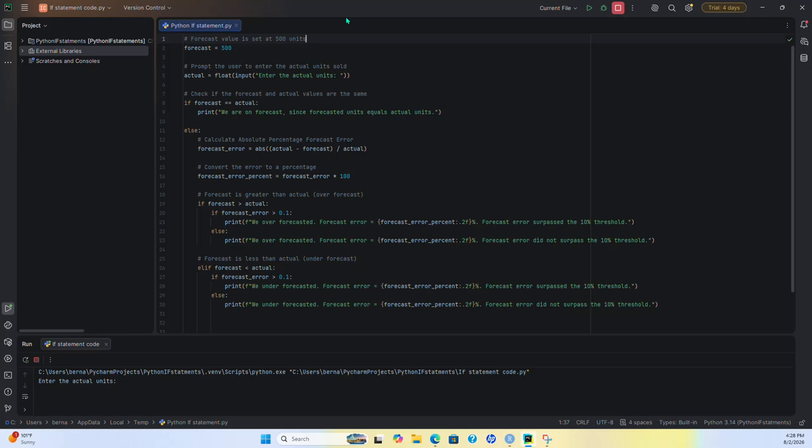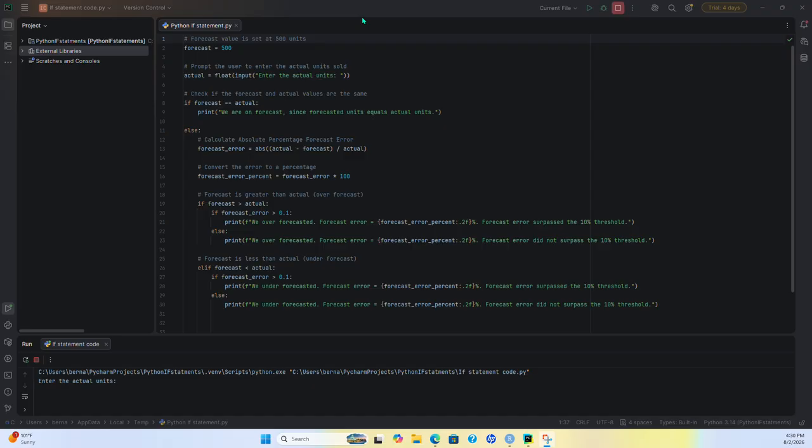We start off by setting our forecasted value to 500. We then go on to prompt our user to enter the actual units sold, and if the input is equal to our forecast, then we should receive the message saying we are on forecast since forecasted units equals actual units.